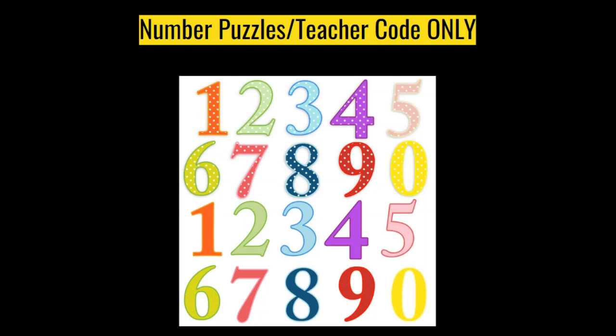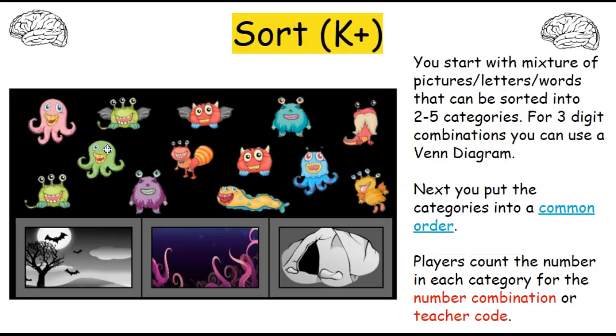Our next set of puzzles are going to be number puzzles. So the answer is only going to be a number, which you can use as a combination or as a teacher code to exchange for a breakout item. This is a sort type puzzle, which is appropriate for kindergarten and above. It's a mental puzzle, so you can use it either for digital or physical breakouts.